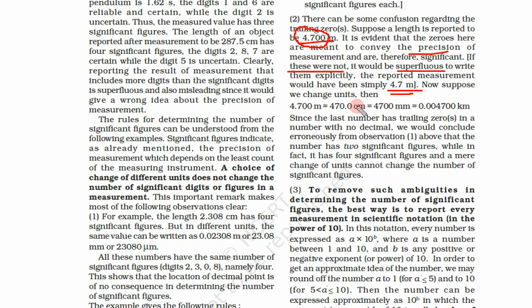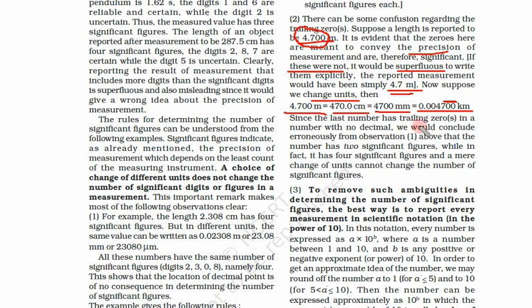Now let us understand what happens when we have a change of units. So 4.700 meter. Let us convert it into centimeter. Just multiply by 100: 470.0 centimeter. In millimeter, 4700 millimeter. Let us convert into kilometer. So it is 0.004700 kilometer. But again in kilometer we have put these zeros just to represent our precision of measurement.